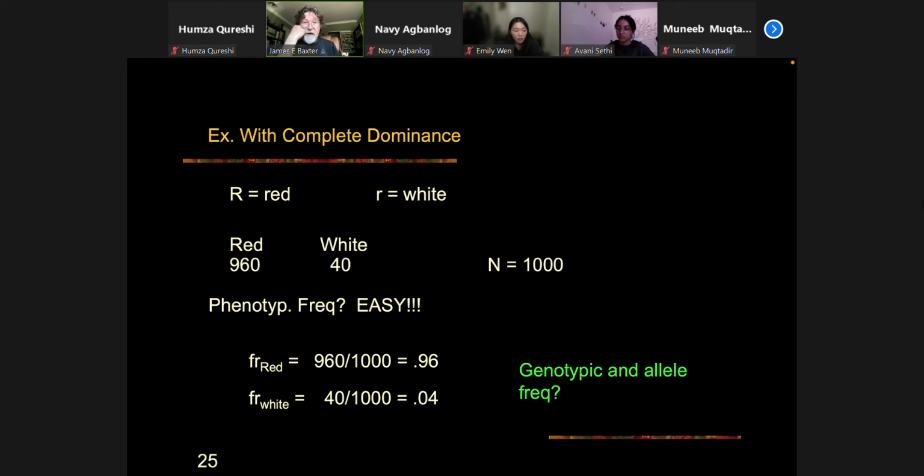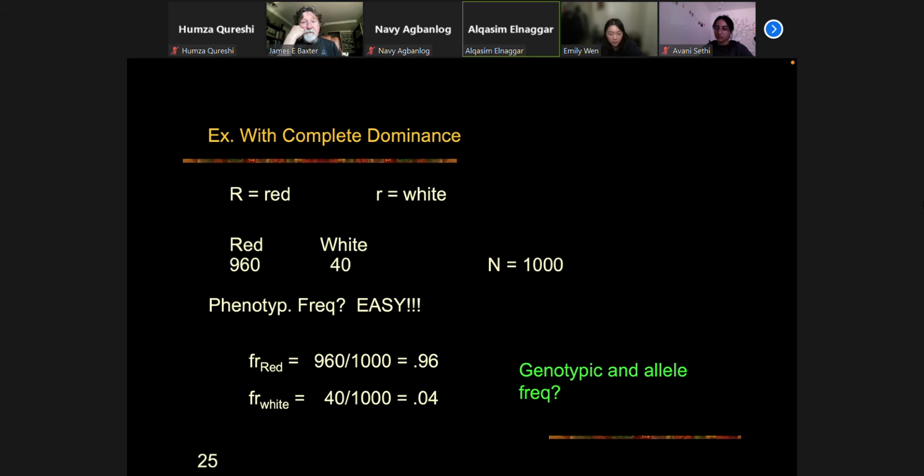How would we go about doing genotypic frequencies? Would we need a test cross? Say what? Would we need a test cross to find out if something's heterozygous or homozygous? Homozygous with regard to what? In regard to if it's dominant, the red ones.